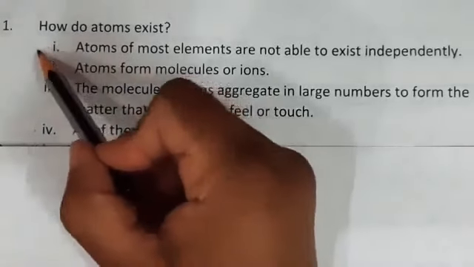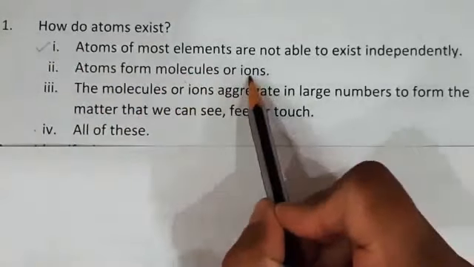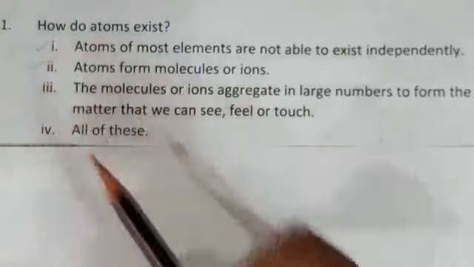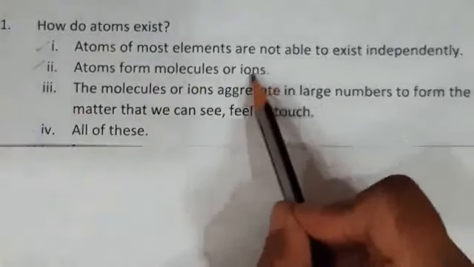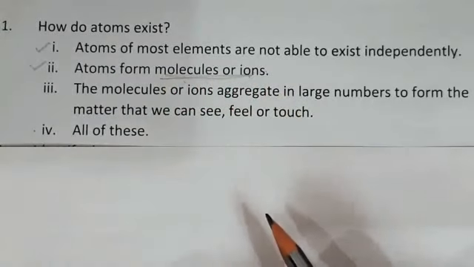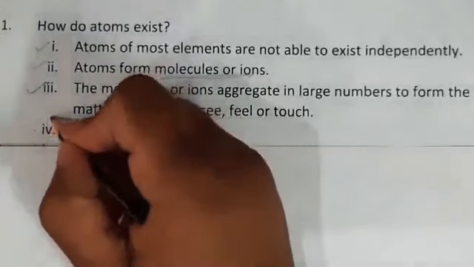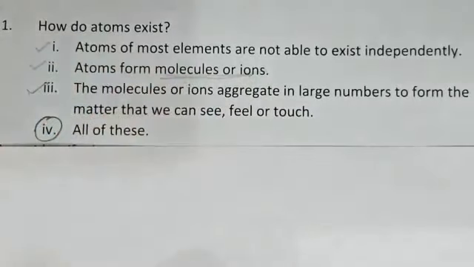So the first option is correct. They exist in the form of molecules or ions. That is also correct. And these molecules or the ions form matter. So this is also correct. So the answer is all of these. Fourth option. Okay.